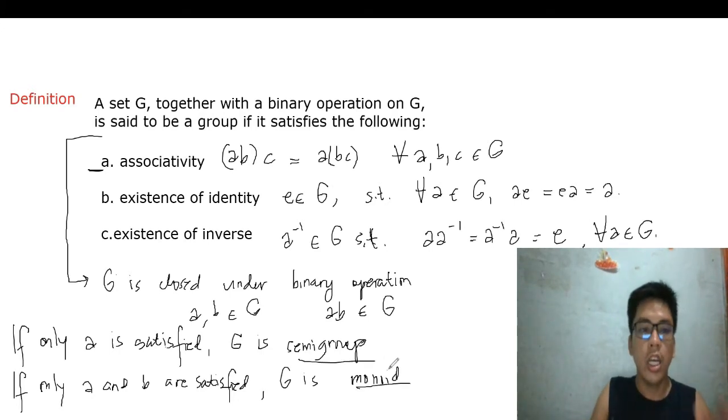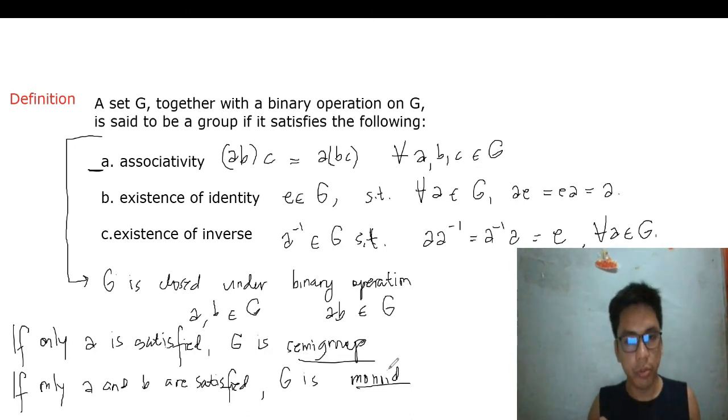Just to make sure: if all three conditions are satisfied along with the closure property, then that is a group. If only condition A is satisfied, then we call that set a semigroup. If only the first two conditions, associativity and the existence of identity, are satisfied, then G is a monoid. So a group can be called a semigroup or a monoid as well. A monoid can be considered a semigroup, but a semigroup cannot be considered a monoid, nor a group.